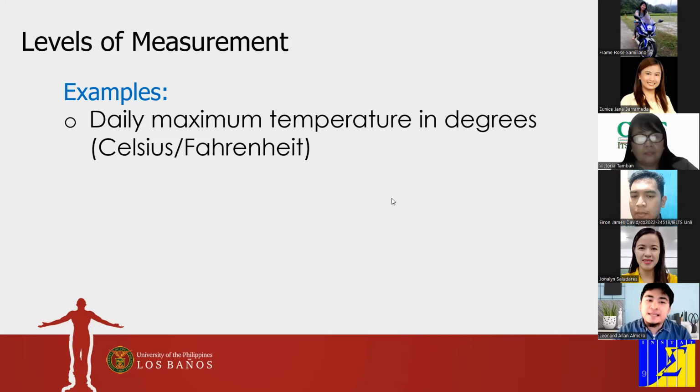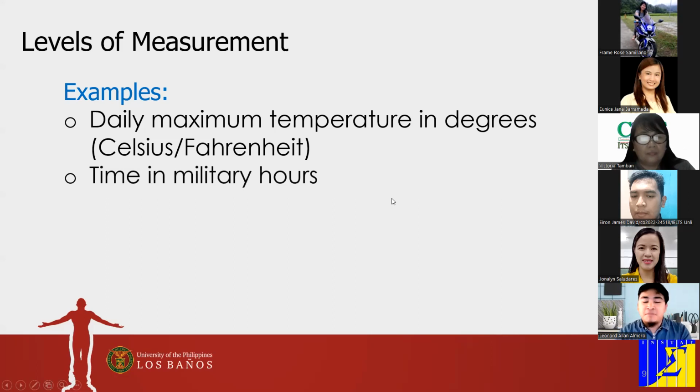Okay? Another example, time in military hours. In military hours po, ang time natin is from 0 to 24. Tama po? 0000 hanggang 23:59. So, ito pong time in military hours, pag 00, hindi ibig sabihin walang time. Ibig sabihin, nandun ka sa midnight. Do you agree po? Tama rin po ba? Hindi ibig sabihin ng 0 ay wala or nothing. Yun po ang no absolute zero.